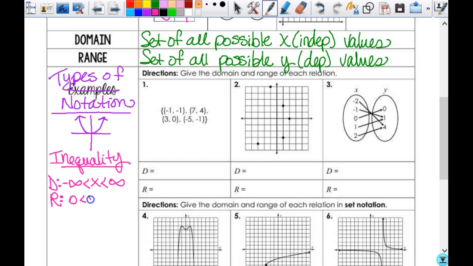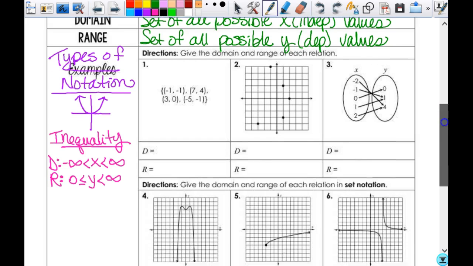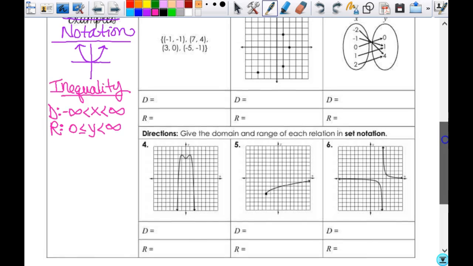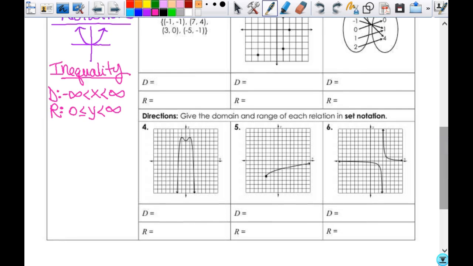So it's an inequality of the y. Do I include the 0? Yes, it is part of that set, and then that is less than infinity. So I expect that you understand what domain and range is. You can find it, especially on super simple stuff. You know the different types of notation. Make sure you know what they're called, how to identify them, and if you're told to do it in a certain way, that you're actually using that one that you're asked to use.